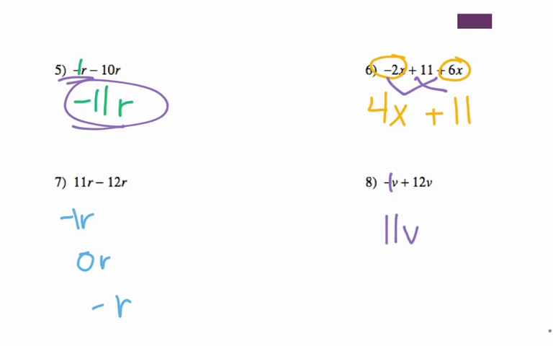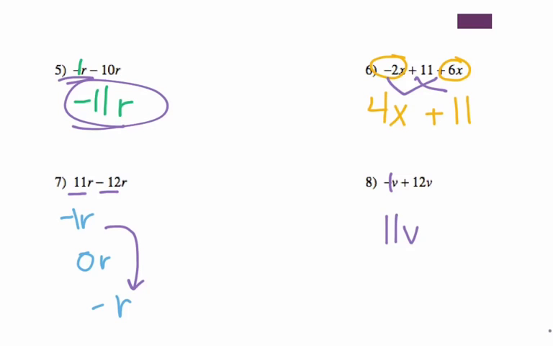Now the next one, number 7 here, 11r minus 12r. So what is 11 minus 12? Well, it's negative 1 and r, because that's our variable in the term, right? We can also write this as just negative r. Instead of writing it as negative 1r, just negative r is fine as well.